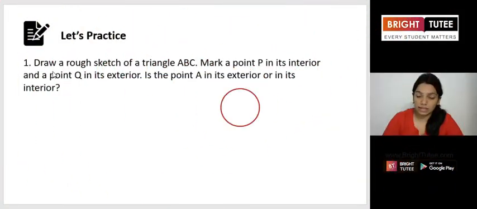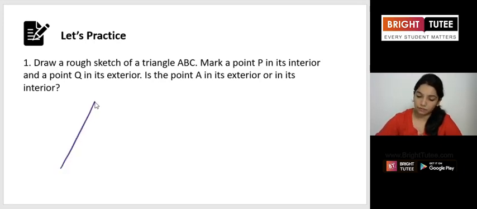The question says, draw a rough sketch of a triangle ABC, mark a point P in its interior, a point Q in its exterior, and also we need to answer, is the point A in its exterior or in its interior? I'm sure you can do this question. I'm sure you must be confident to do this yourself, but let's discuss it here. If you want, you can also try this on your own.